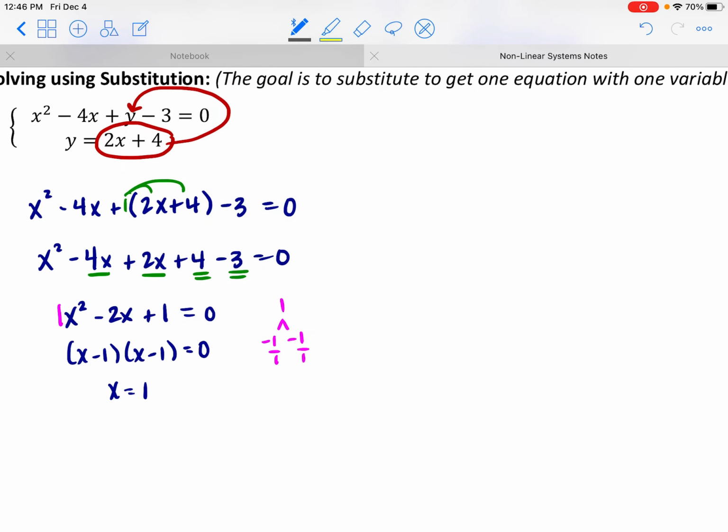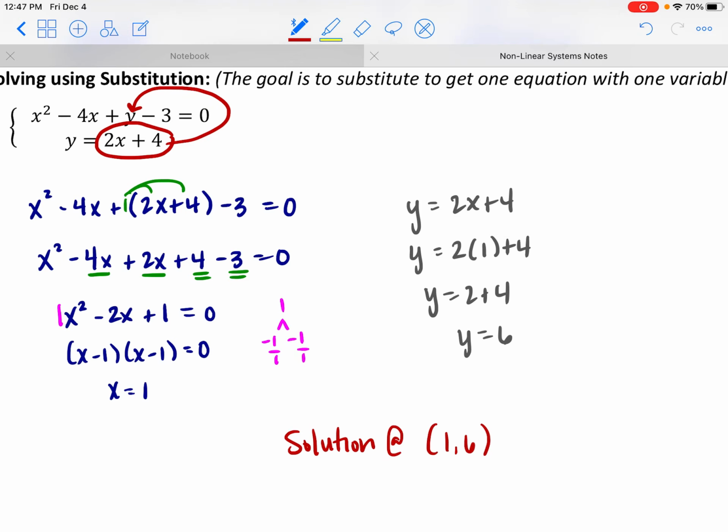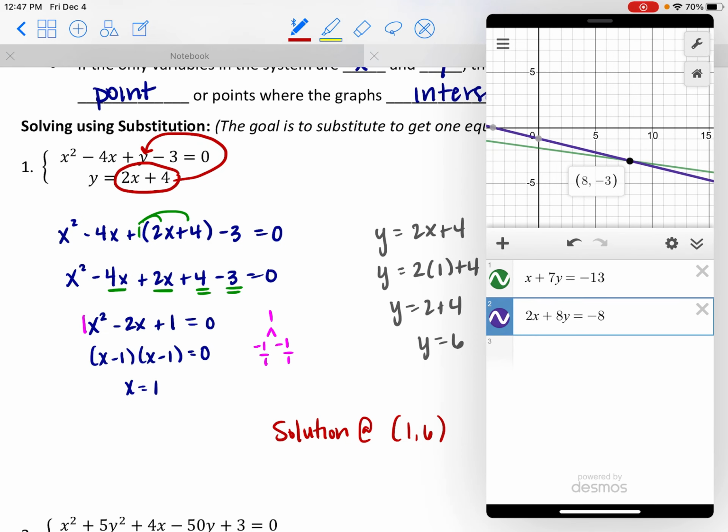So if I plug back in, I know y has to equal 2x plus 4, but we just found x was 1. So y is going to equal 2 times 1 plus 4, which is 2 plus 4, or 6. So we have one solution. Our one solution is at 1, 6. So if I was to graph this line and parabola, and I'll just confirm my work because it's easy enough to do with Desmos, these should be crossing at 1, 6.